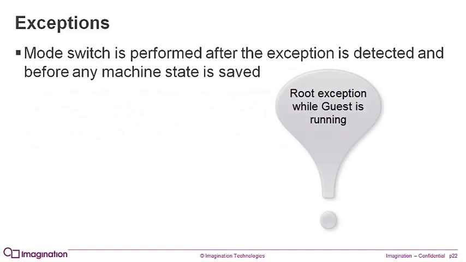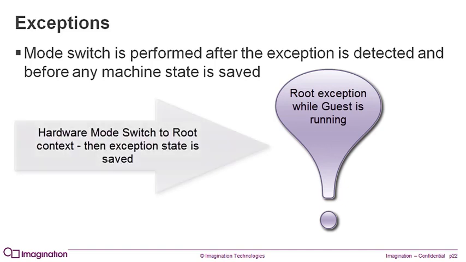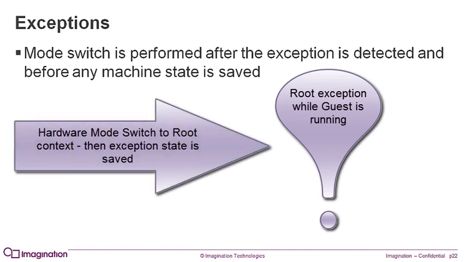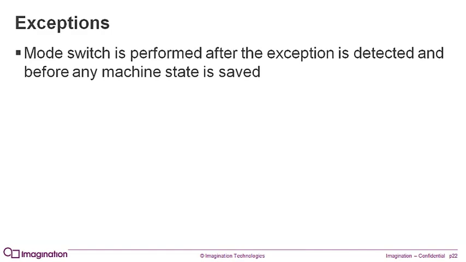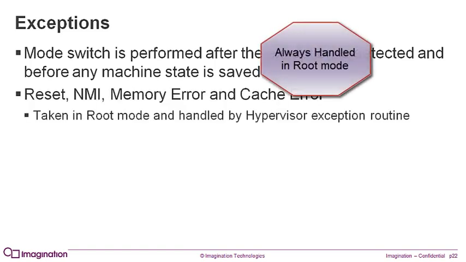While running in guest mode, if there is an exception caused by the root context, a mode switch is done to root mode and then the exception state is saved to the root CP0 registers. The hypervisor exception routine is expected to save whatever context it deems necessary so the context can be restored after the exception is processed. The reset, NMI, memory error, and cache error exceptions are always handled in root mode no matter what mode is executing.